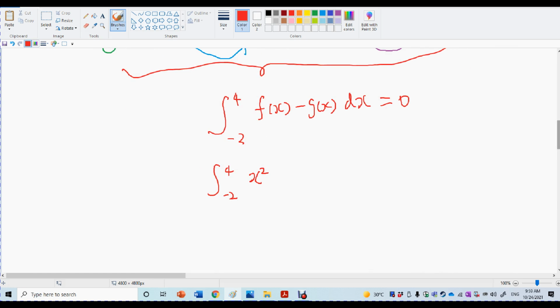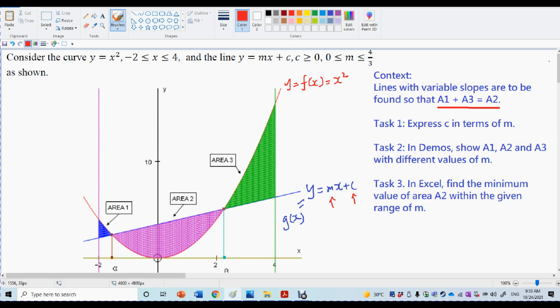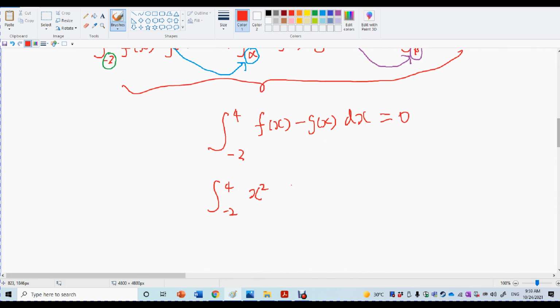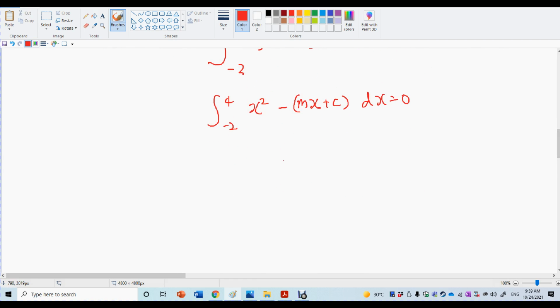Let's not forget what f(x) is. f(x) is just x squared. The other one is just mx plus c. I might write this one more step. So we need to do the integration of this one. The first integral is x cubed over 3, the second integral is x squared over 2, and the last integral is c times x.